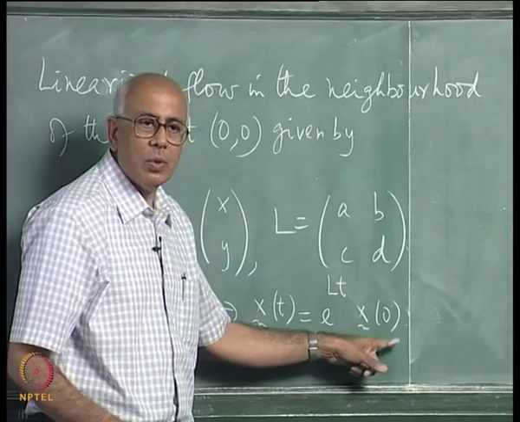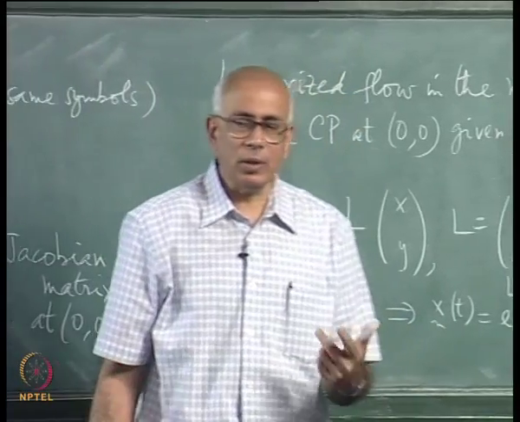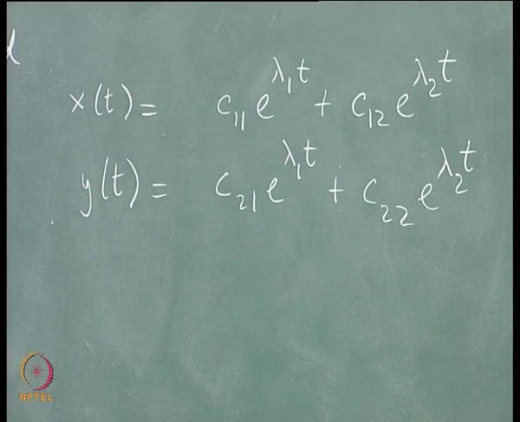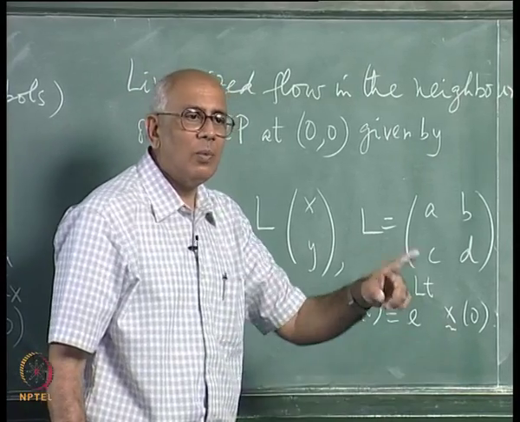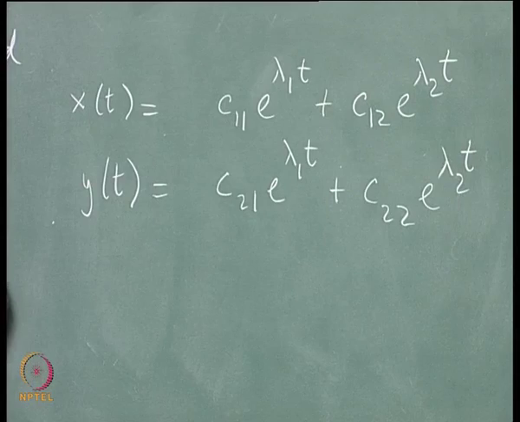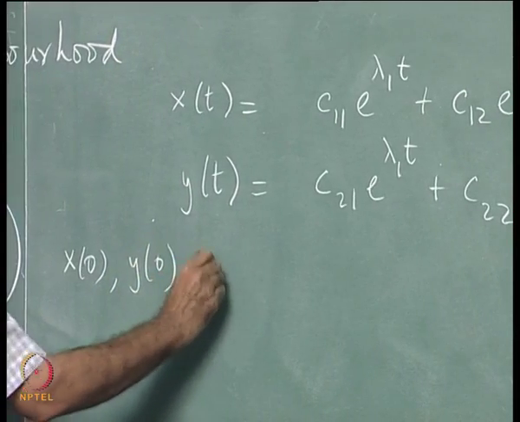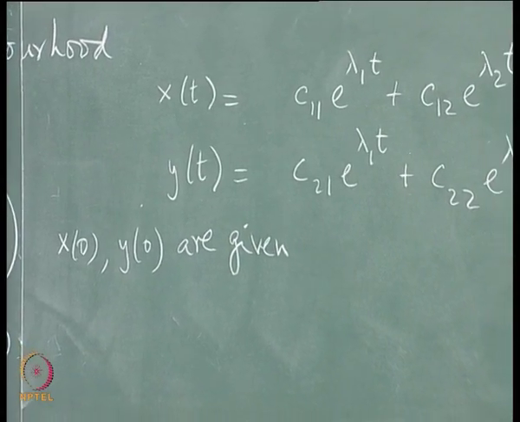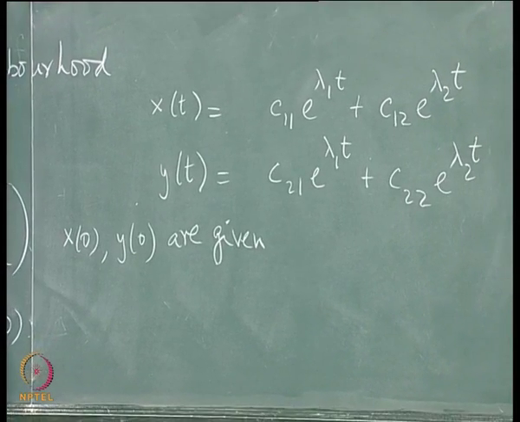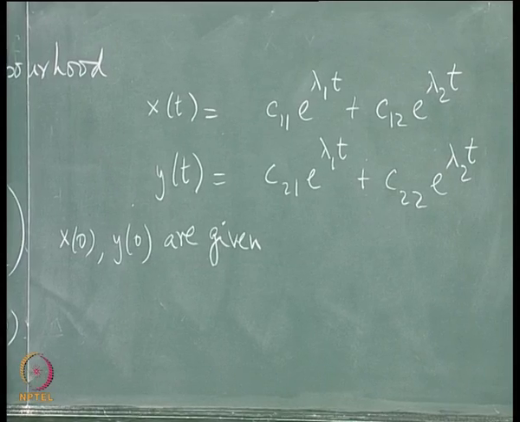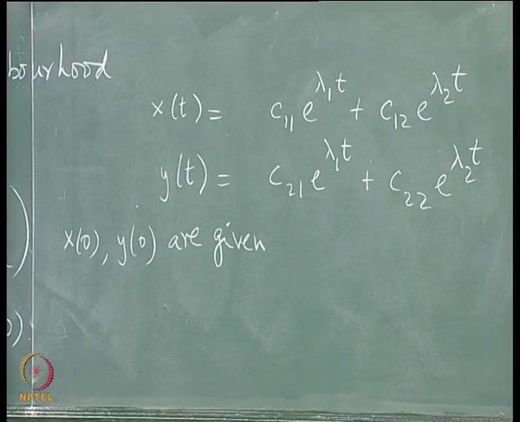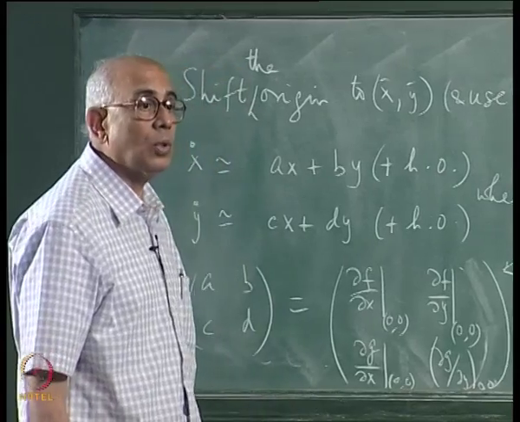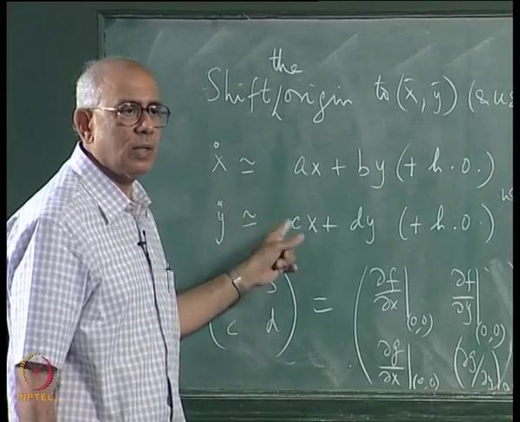You have initial conditions, you know x of 0 and y of 0, but then there is a little paradox here, or a little puzzle. I have 4 constants, but I have only 2 pieces of data. I have only x of 0 and y of 0. How do I find 4 constants? How do I get 4 constants out of 2? Absolutely. I need to know x dot and y dot, and where do I get those from? From the differential equations themselves.